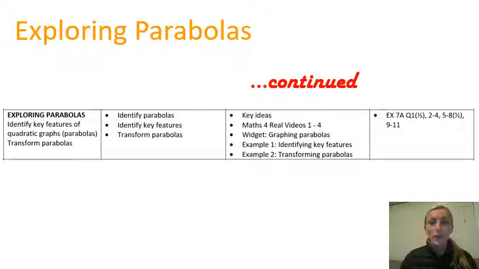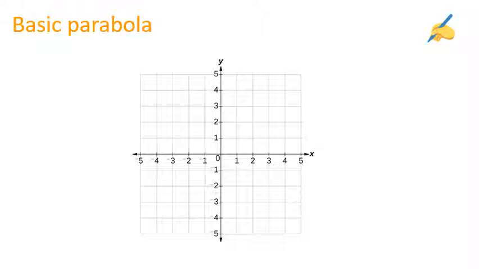Today is a pretty quick lesson. We will continue exploring parabolas. You will remember that the basic parabola is y equals x squared. Parabolas have key features such as the turning point, which will either be a maximum or a minimum. They will have a y-intercept, which is where the line crosses the y-axis. They might have x-intercepts, where the graph crosses the x-axis, and there is also an axis of symmetry, which goes down the middle of the graph.